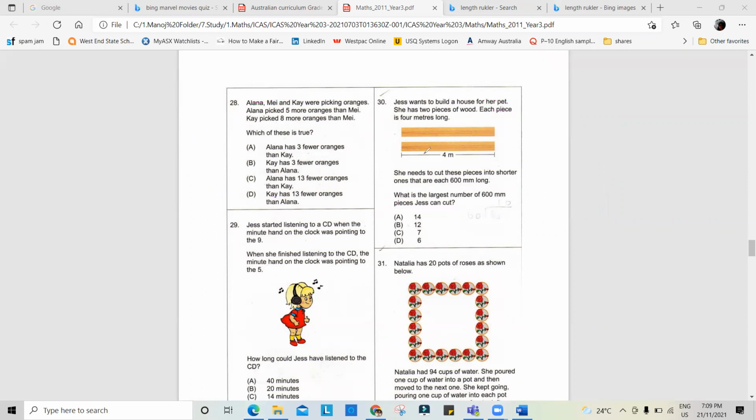Just want to build a house for her pet. She has 2 pieces of wood, each piece 4 meters long. And here, see, this is millimeter. Now we have to first make it centimeters. She needs to cut these pieces into shorter ones that are each 600 millimeters long.